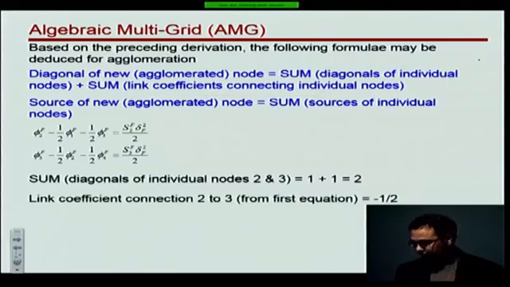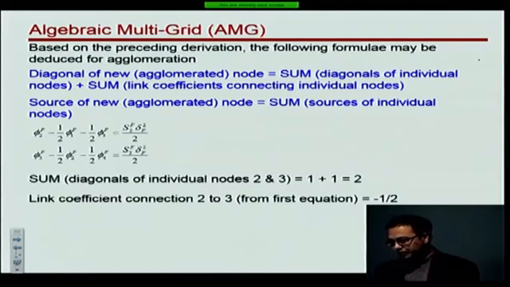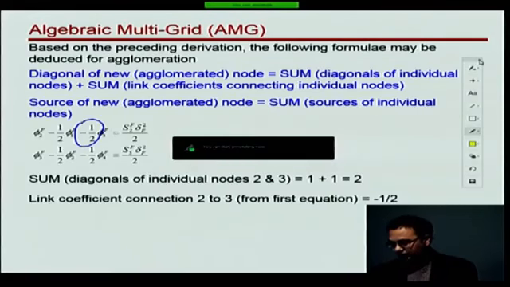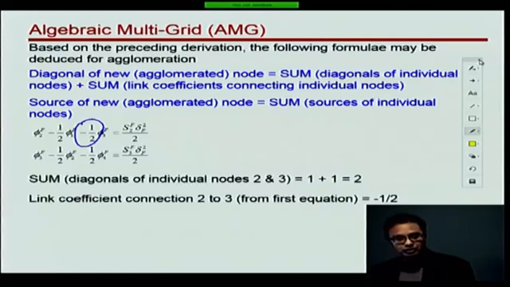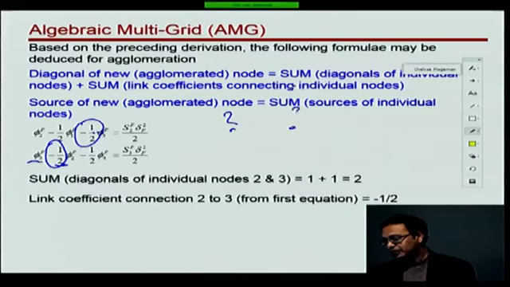So the link coefficient from 2 to 3 is right here, negative 1/2. Okay, first equation. And then you also have the link connecting from 3 to 2, which is negative 1/2. Remember, this is the equation for node number 2, and to its right you have node number 3. This -1/2 is the link coefficient that tells you how node 2 is connected to node 3.